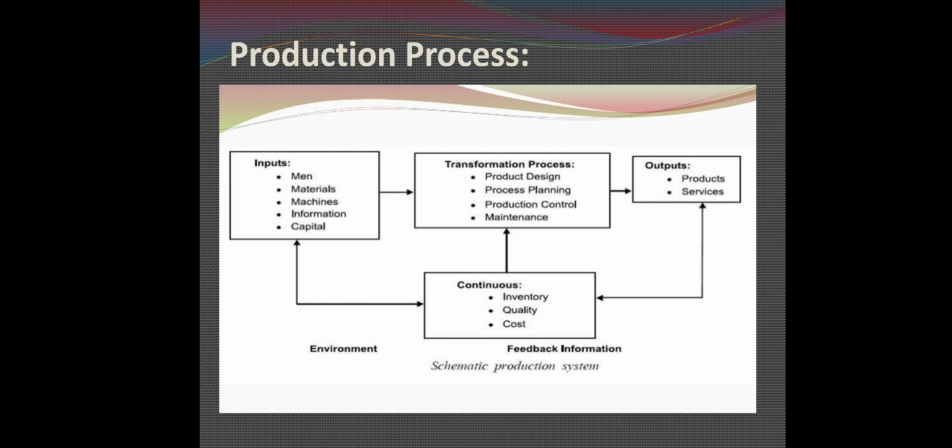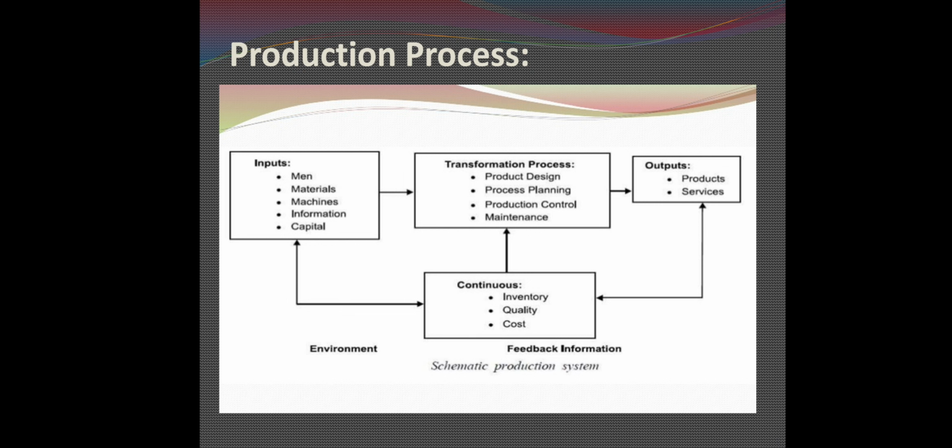Now, the production process. As I told, production means conversion of inputs into outputs, or we can say transformation of raw material into outputs. So by this diagram it is clear that inputs may be materials, machines, information, or capital. These are the inputs which are going to be converted into the final products. These inputs go into the transformation process, and it becomes either a product or services.